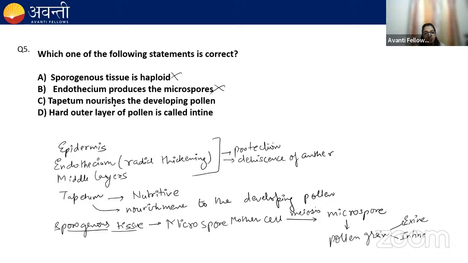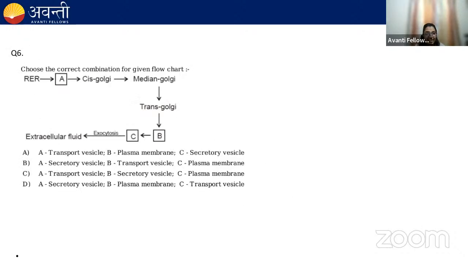C says the tapetum nourishes the developing pollen. Yes. D says the hard outer layer of pollen is called intine. No, it is exine. I hope it is clear to everyone. So the correct option is C, tapetum nourishes the developing pollen. Next, choose the correct combination for the given flow chart. What do you think? What will be the correct option or the correct sequence?